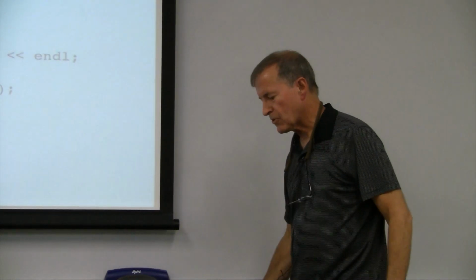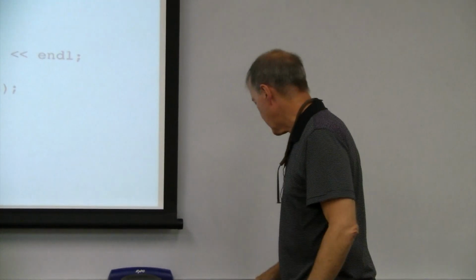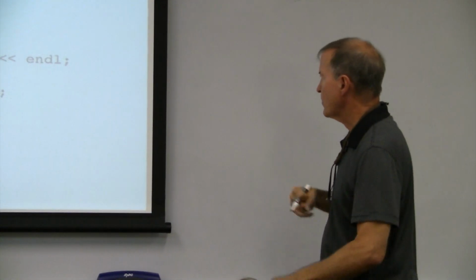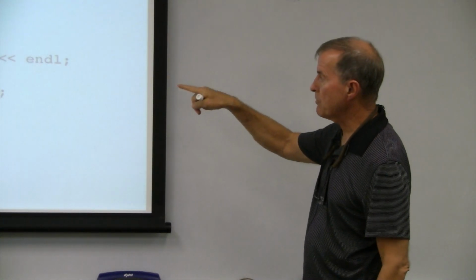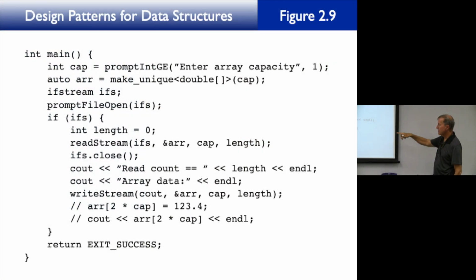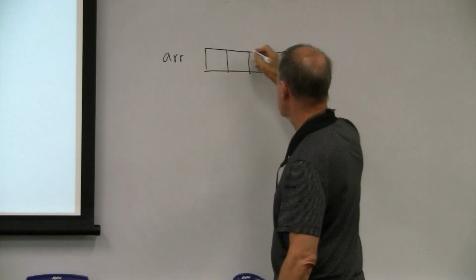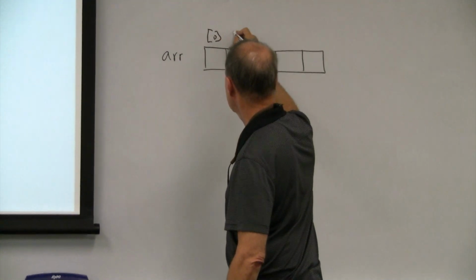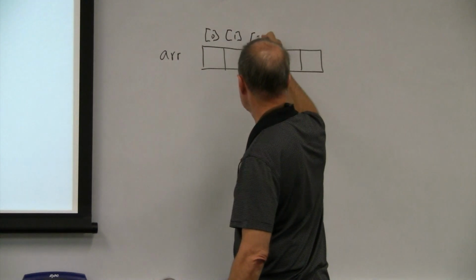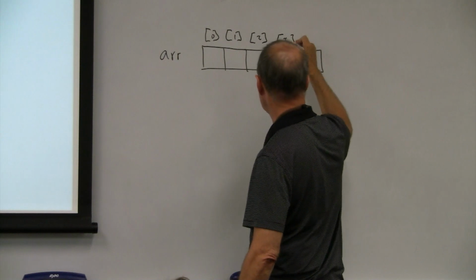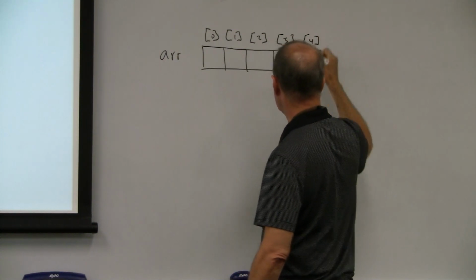Okay, so what's going on? What happened with this demo? Look, here's the code in figure 2.9. When we said array sub 2 times cap equals 123.4, what happened when we put in there a capacity of 5? What happened is arr looks like this. So this is sub 0, sub 1, sub 2, sub 3, sub 4, right?